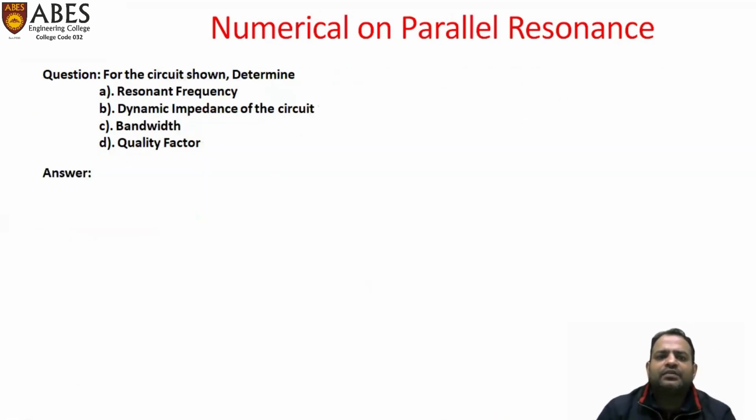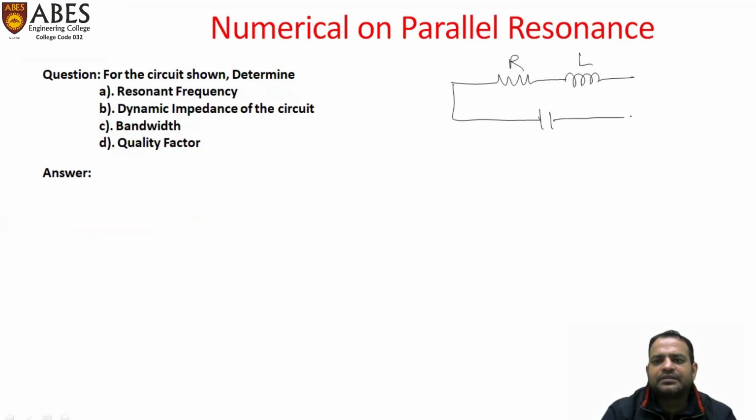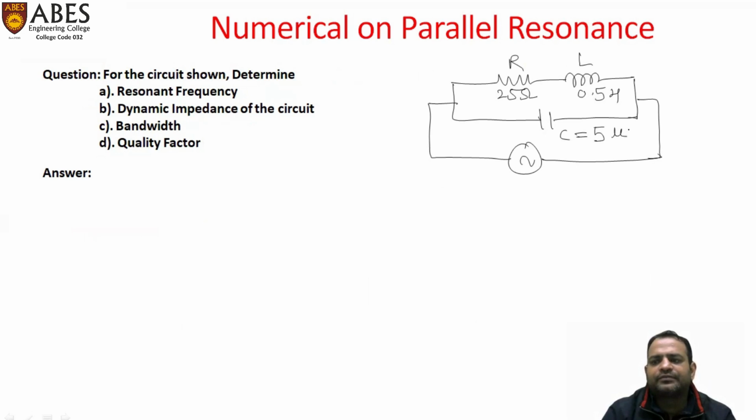Now we are moving to our parallel resonance circuit. So there is a circuit R, this is L, and this is our capacitor C, which is in parallel. Let us suppose R is 25 ohm, L is 0.5 Henry, and our capacitor value is 5 microfarad. So you are calculating first the resonating frequency.